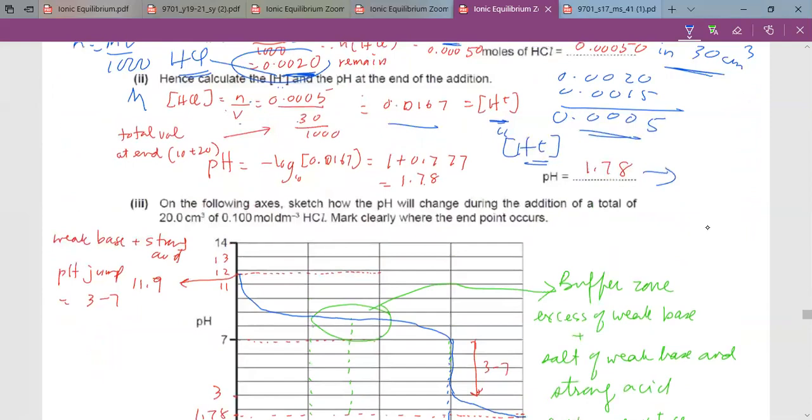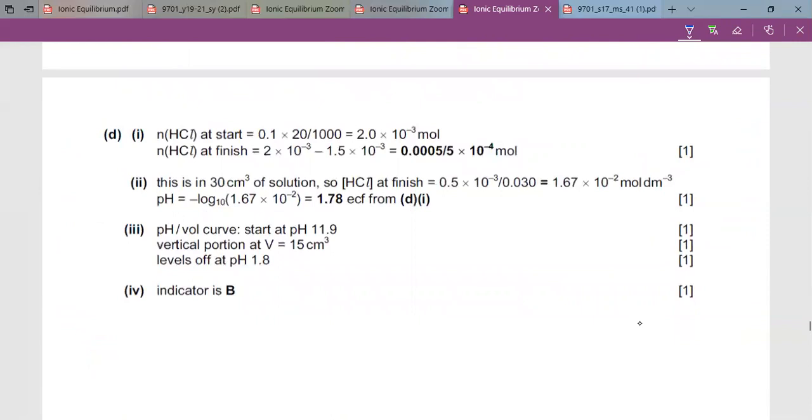This is the end point. That's why now they actually calculate 1.78. Okay, now you can see the marking: 1.78, 1.78. So they give a mark for this.